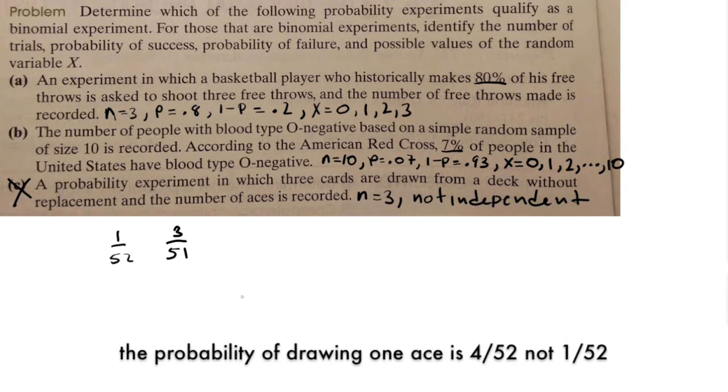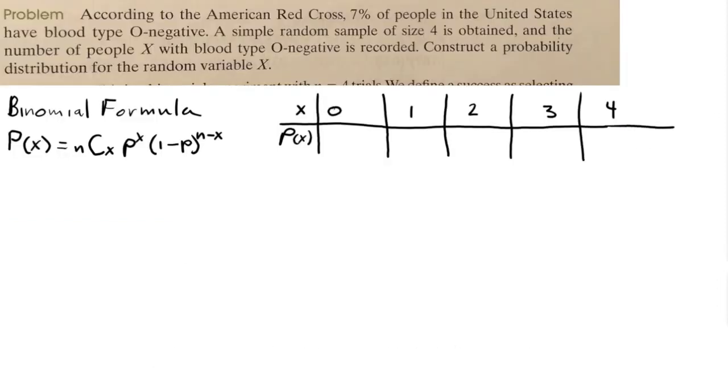So whenever you see a problem, you always want to check those conditions to make sure that you actually have a binomial experiment. Okay. Now let's look at another problem here. It's problem 2. So let's go back to our Red Cross problem here.